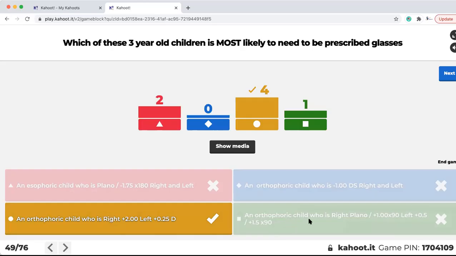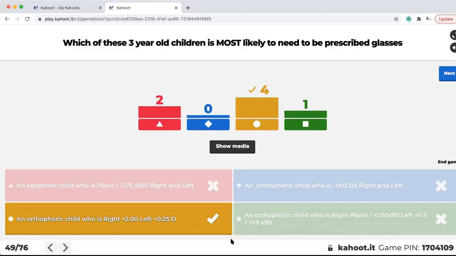An orthophoric child who is right plano and plus 1 cylinder, and left plus 0.5 and plus 1.5. So we have an anisometropia here, but the difference is 0.5 in the sphere and one diopter in the cylinder. And again, this is not considered amblyogenic and can be tolerated.